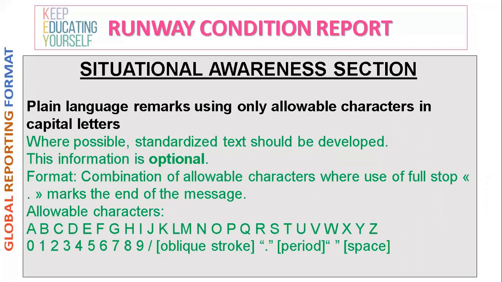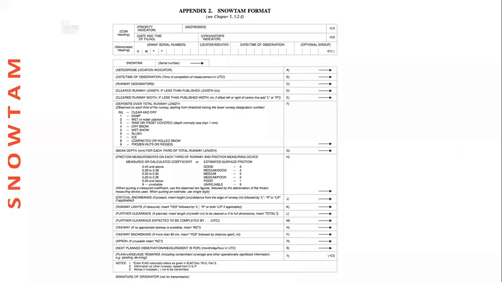So it can be of these combinations: A to Z, all in capital letters, 0 to 9, then oblique stroke, period and space. These you can use in situational awareness, plain language remarks. This is SNOWTAM format. So the new SNOWTAM format has been introduced. So there are certain changes in this. This also we will discuss.